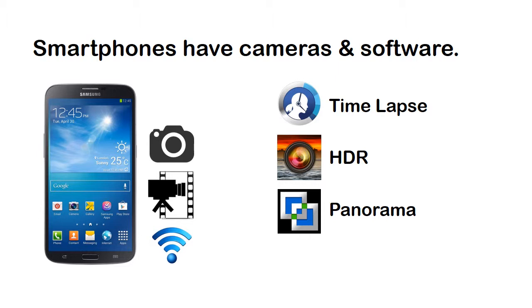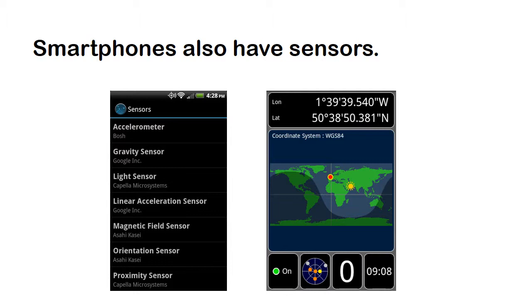Smartphones also have Wi-Fi. Wi-Fi lets a smartphone communicate with other devices that have Wi-Fi. We'll see that this is a very important attribute of these devices. Smartphones often include a vast array of sensors. It is possible to get data on the orientation of the smartphone, whether it is moving, the light environment, and a bunch of other things.